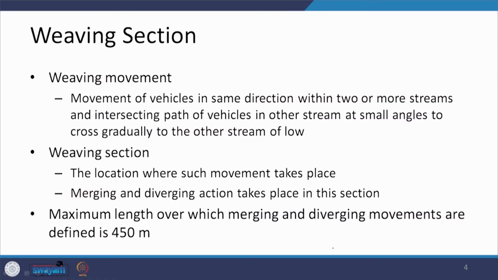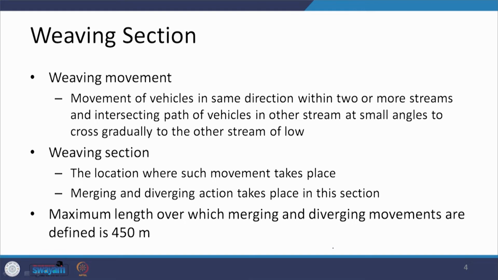terminals were discussed. Now, in this lecture, we are going to talk about the weaving sections, the ramp metering, lane balancing, and then there are certain suggestive layouts for ramps, which take care of the different types of movements with respect to the roadside activities or the traffic movements on the main highway. So, let us start with the weaving sections.